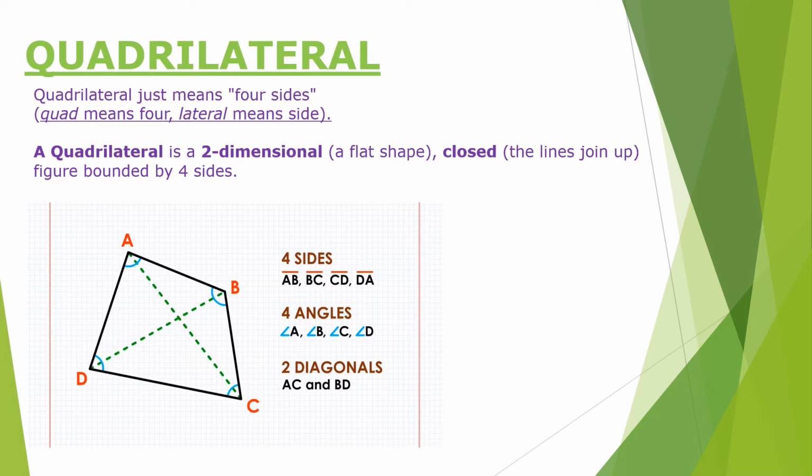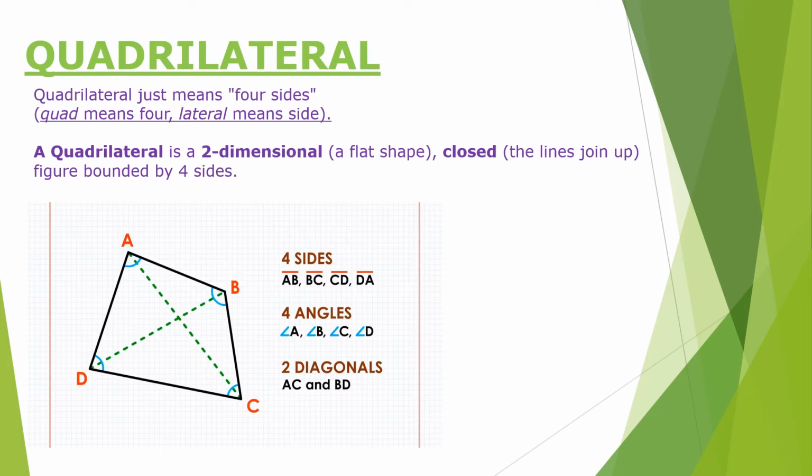Two-dimensional means it is a flat shape, closed, that means the lines join up, all the four lines join up. It is a two-dimensional closed figure bounded by four sides. We can also, instead of two-dimensional, say plane figure. A quadrilateral is a plane closed figure bounded by four sides.